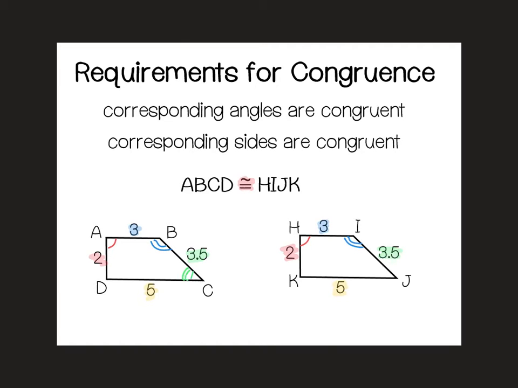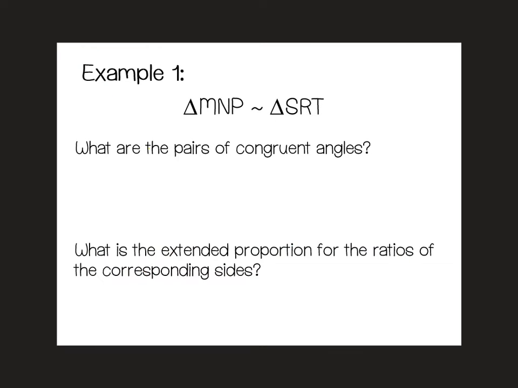We already should be pretty good at congruence because we spent so much time on it, but just in case, triangle MNP is similar to triangle SRT. It says, what are the pairs of congruent angles? So if it helps you to have a picture, you're always welcome to sketch one. You definitely don't have to, though. So here would be MNP. Here would be SRT. What are the pairs of congruent angles?